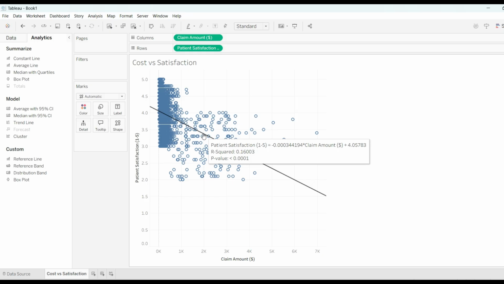Anyway, the slope is telling you by how much. For example, if the slope is negative 0.003 that we see, that means that for every additional dollar in claim cost, satisfaction drops by 0.003 points. Okay? Seems kind of tiny per dollar, but over a $1,000 increase in a claim cost, satisfaction drops by about 3 points on a 0.3 points on a 5-point scale. That is meaningful.